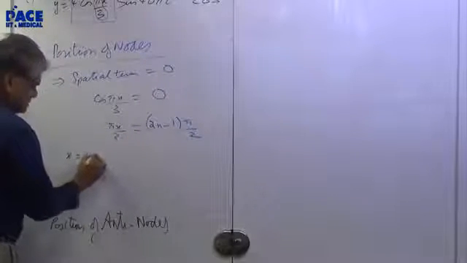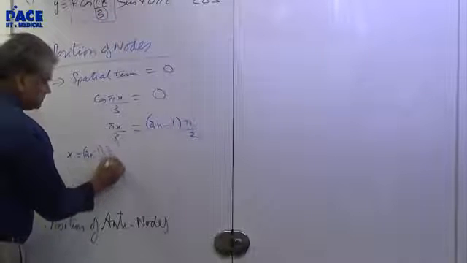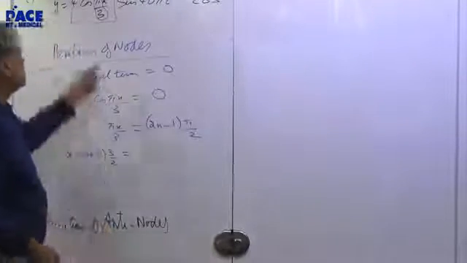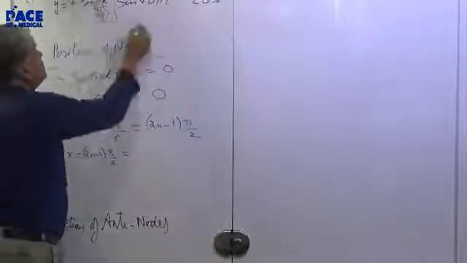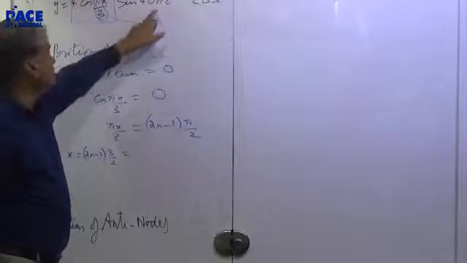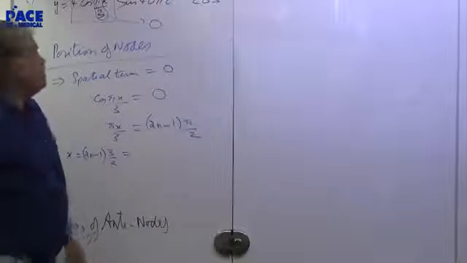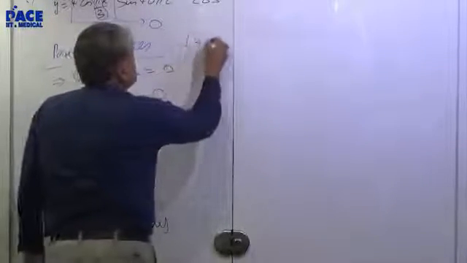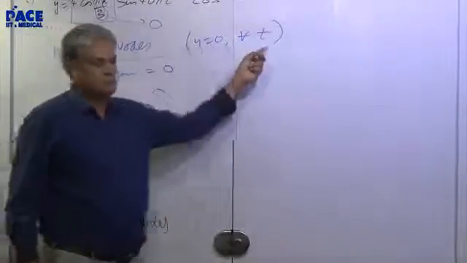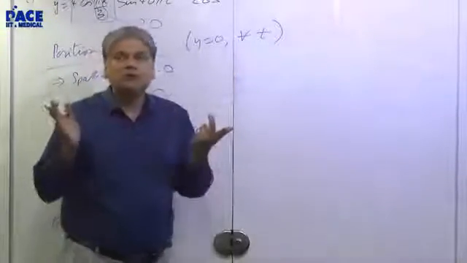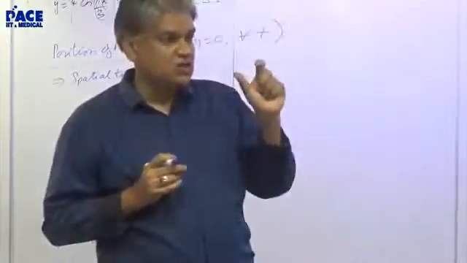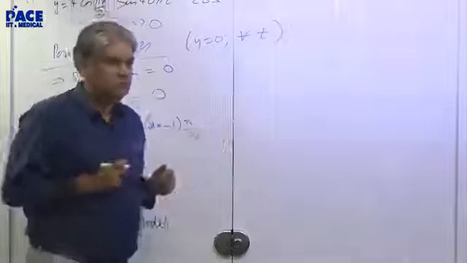Sir, could you please repeat why the spatial term should be 0 for the position of nodes? Because if this is 0, the y will always be 0. Whatever happens to time, the sine will have different values, but something into 0 will always be 0. Position of nodes means y should be 0 for all t, that is, independent of time. Whatever happens to time, I don't move. So that happens when the spatial term becomes 0. Is that okay?